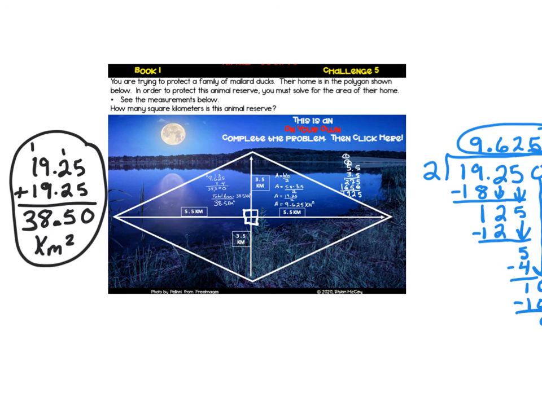And I never did say this, so let's say it right now. Your Mallard ducks, the area is 38.5 kilometers squared right here in this. I know I said it, but not specifically.